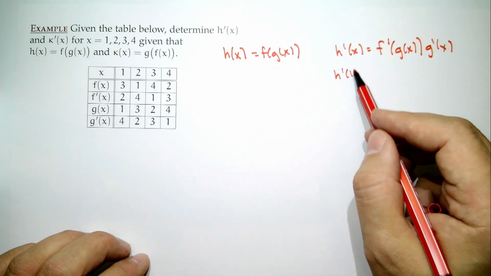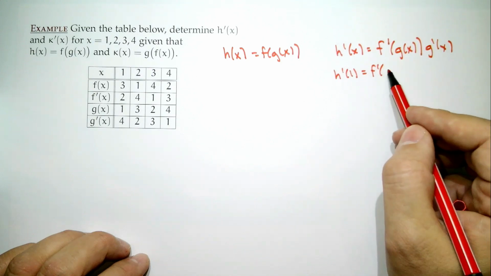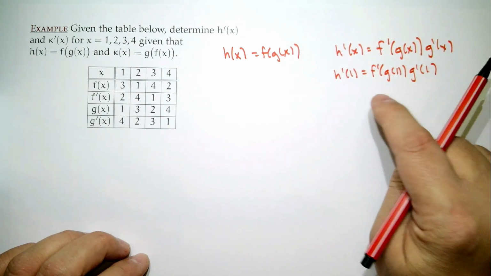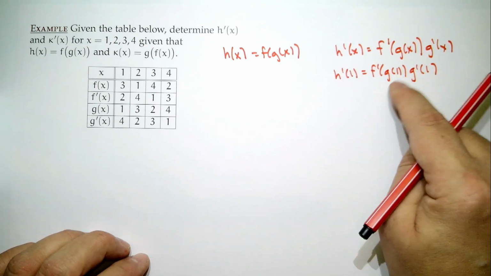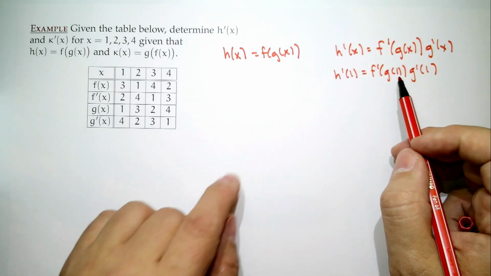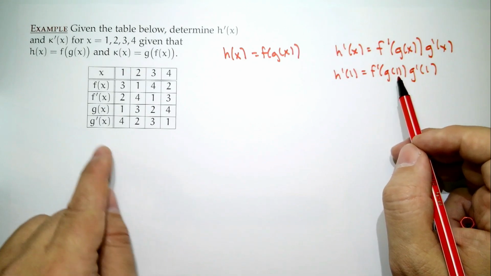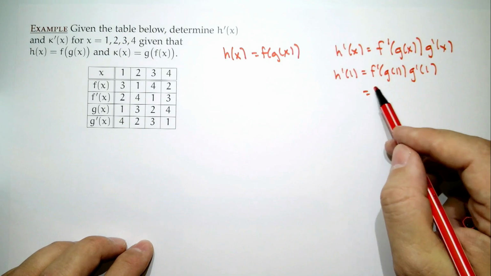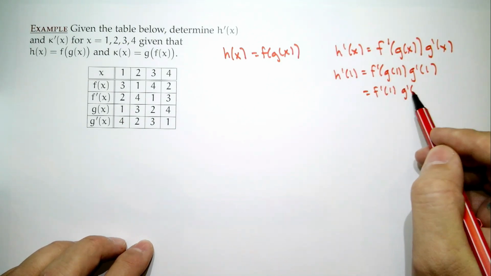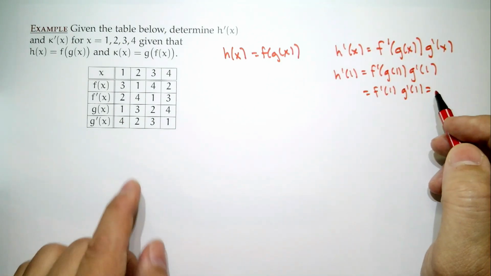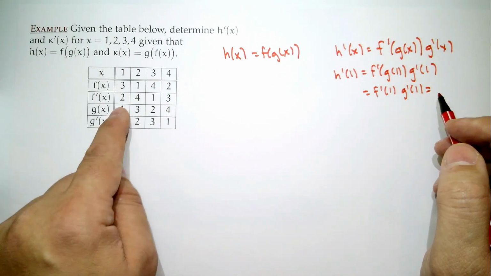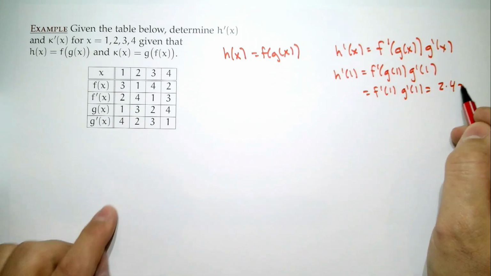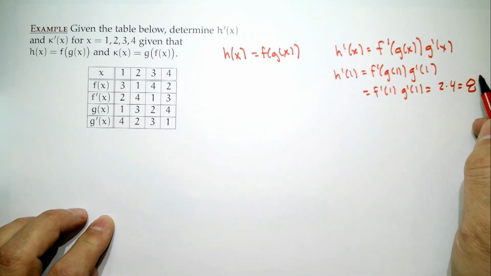So this is going to be a little bit of practice here of learning to read a table. Isn't that exciting? So if I want to find h prime of 1, I plug 1 in for everywhere I see an x. And now I start reading the table. g of 1. So here's g. g of 1 is 1. So this is f prime of 1 times g prime of 1. Well, f prime of 1 is 2. g prime of 1 is 4. 2 times 4 is 8.